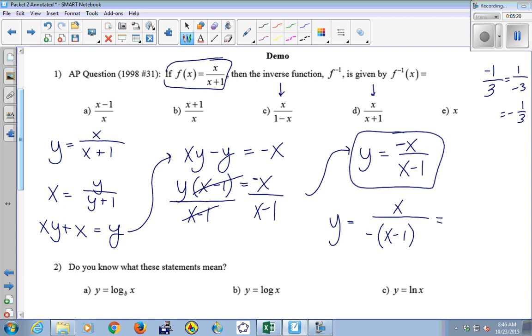Okay. What happens when I distribute that negative? It becomes negative x plus 1, which is the same thing as 1 minus x. And that is C. Mm-hmm. Yep. So in general, that's how you find inverse functions. Swap x and y, solve for the new y.